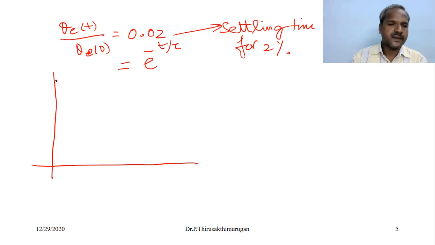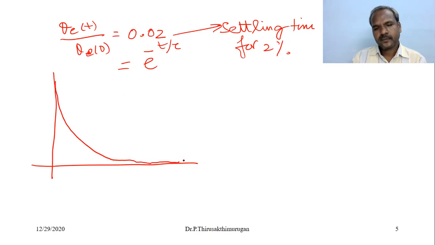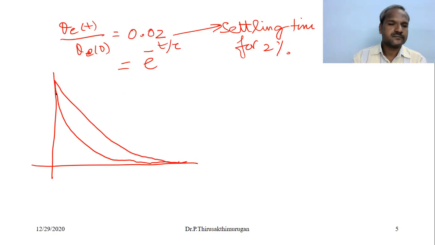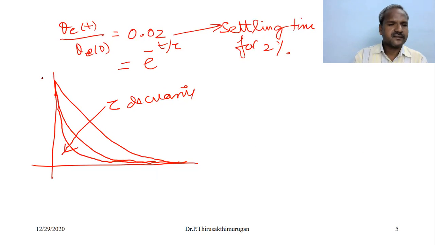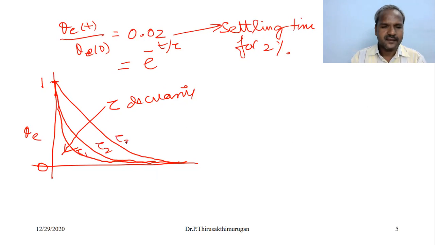So for various values, as tau decreases. What is tau? Tau is a time constant. Tau decreasing, this is 1, this is 0. So for theta e, the first order response for three different time constants, say tau 1, tau 2, tau 3, where tau 1 is less than tau 2, less than tau 3.